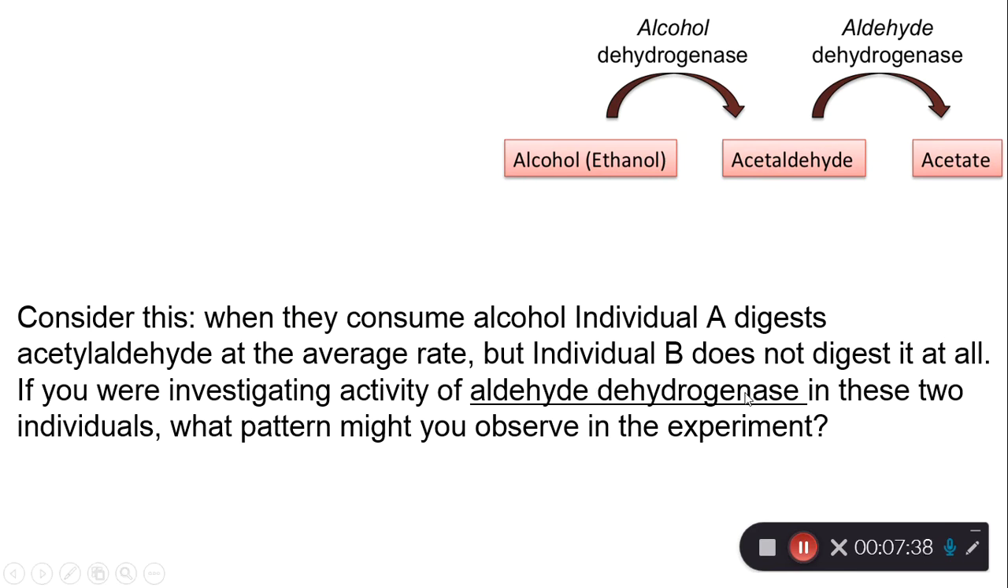So if we want to bring it back to this scenario here, and I'm asking about the activity of aldehyde dehydrogenase, in individual A, aldehyde dehydrogenase works just fine. In individual A, aldehyde dehydrogenase over and over and over again is breaking down acetaldehyde into acetate. But in individual B, aldehyde dehydrogenase is the wrong shape. And because it's the wrong shape, the active site doesn't fit around acetaldehyde. Because it's the wrong shape, the lock doesn't fit this key. And so you're never able to create acetate.